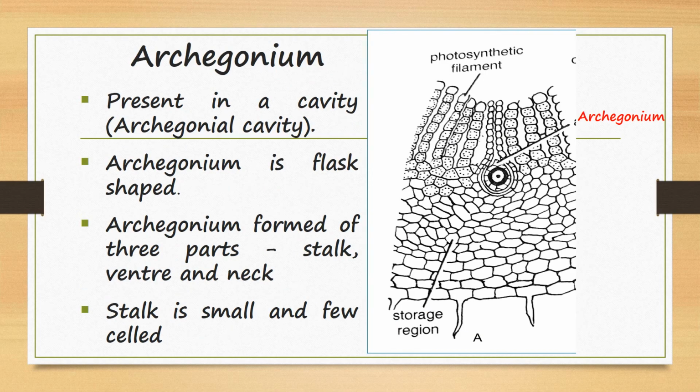Now let's see the female reproductive organ of Riccia, that is archegonium. Each archegonium also stands in a pit called archegonial chamber. The archegonium is without stalk and directly attached with the thallus tissue, that is in between the photosynthetic region. The mature archegonium has a short stalk, is flask shaped and consists of venter and neck.